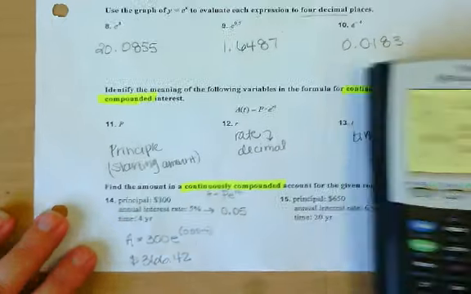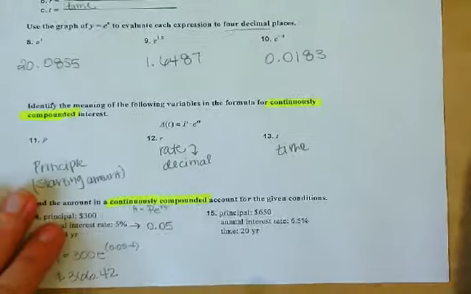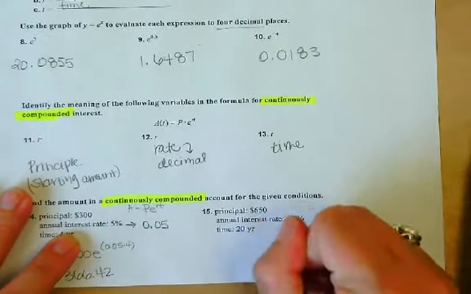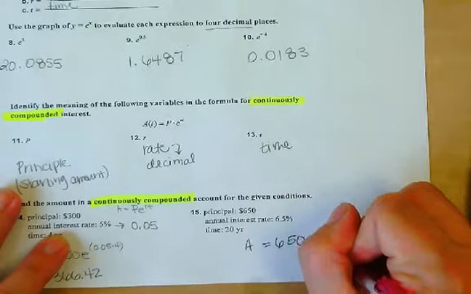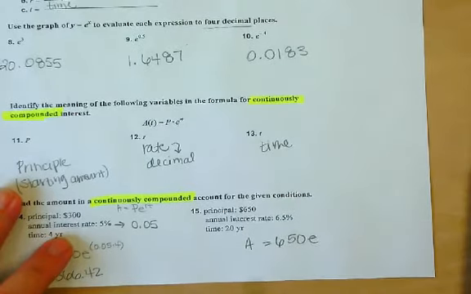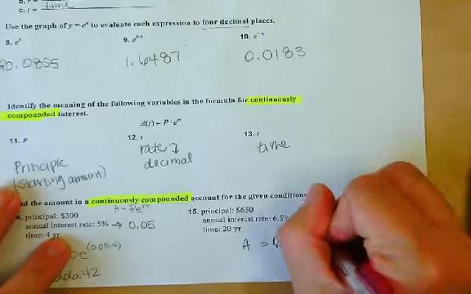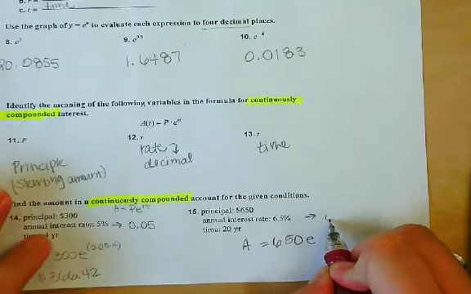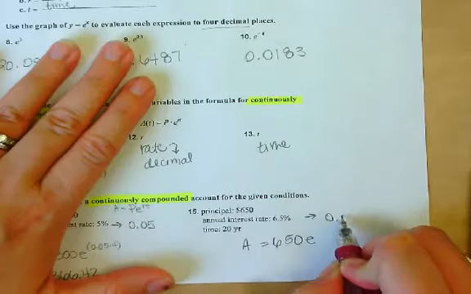So now I'm going to do the same thing for problem 15. My beginning amount was $650. e is a value, it's a number. I'm not plugging anything in for it. I'm just going to use the function on my calculator. My rate needs to be changed to a decimal, so I'm going to move the decimal 2 places to the left.